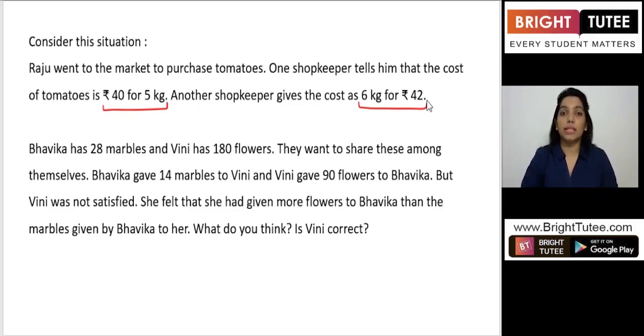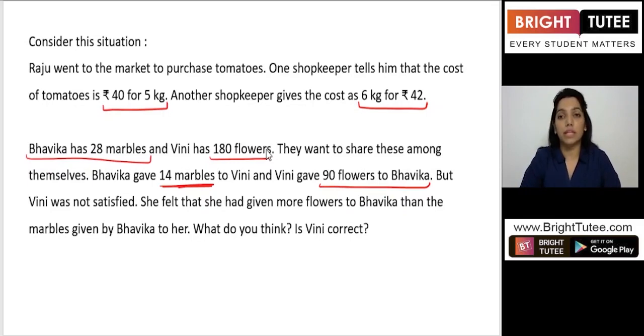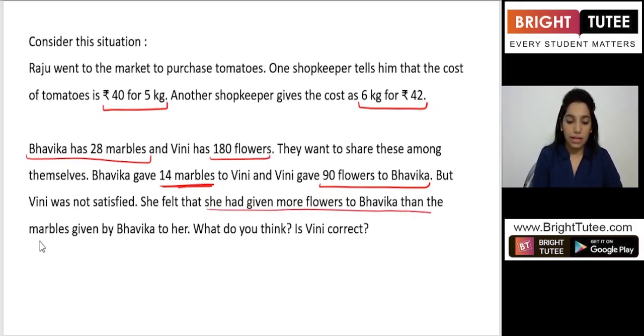So these are two different things, but we are comparing them. They want to share these among themselves. Bhavika gave 14 marbles to Vinny. Is this clear? Bhavika, who had 28 marbles, gave 14 marbles to Vinny. And what did Vinny do? Vinny gave 90 flowers to Bhavika. So Vinny had 180 flowers, out of which she gave 90 to Bhavika. Now what happened? Vinny was not satisfied. Why? She felt that she had given more flowers to Bhavika than the marbles given from Bhavika to her.